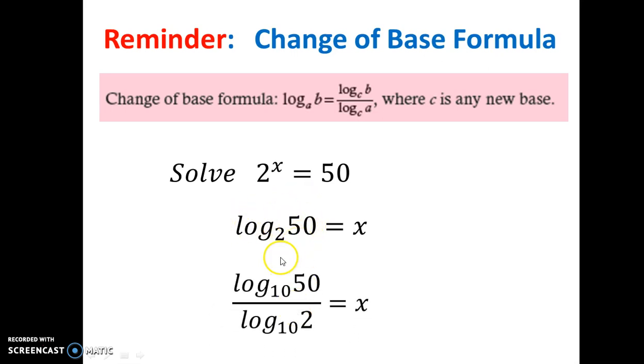It looks like that. So change of base tells us we can change the base to anything we want. So I changed it to a 10. However, it becomes a division or a quotient of 2 logs, and the top log is of this number, and the bottom log is of this number. All right, so I changed the base to what I want, just 10, and then 50 and 2 go here. If you punch that in your calculator, you'll get your answer.